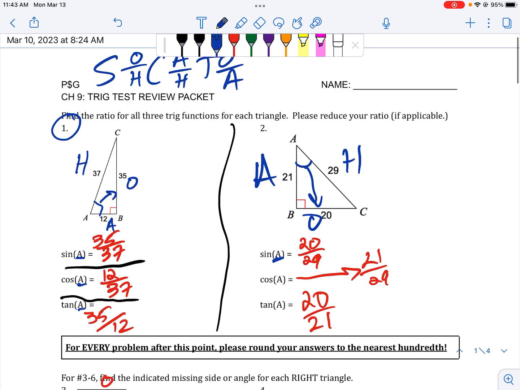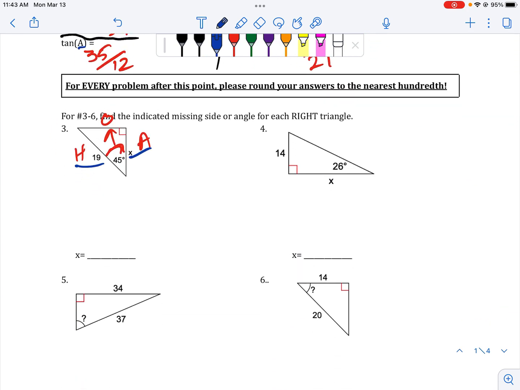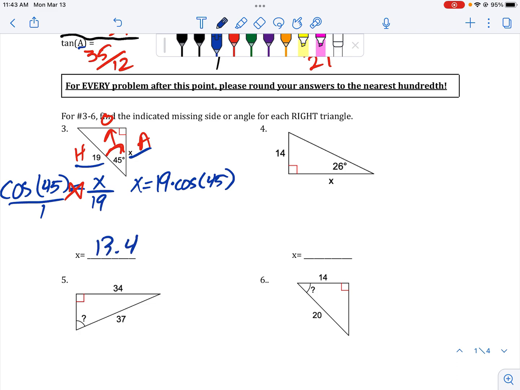A and H means cosine. So cosine of what angle? Well, my angle is 45, so cosine of 45 equals A over H. So X is my A, H is 19. I can put this over 1 and cross multiply, and I'll get X equals 19 times the cosine of 45. And you should get 13.44.